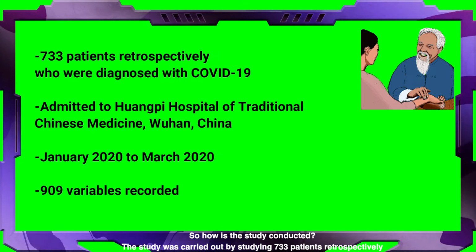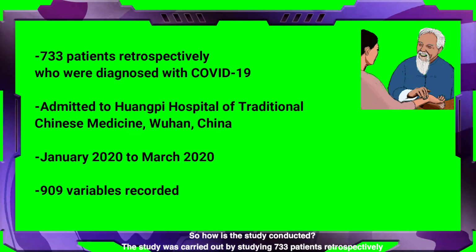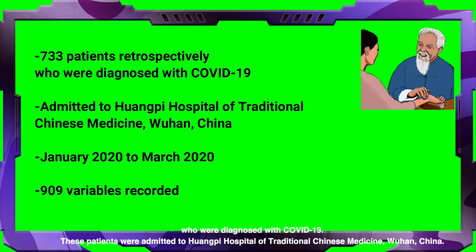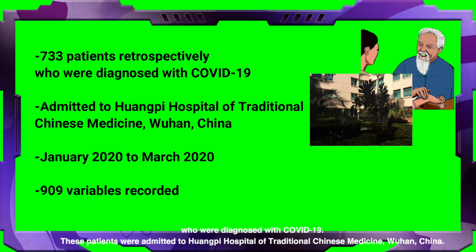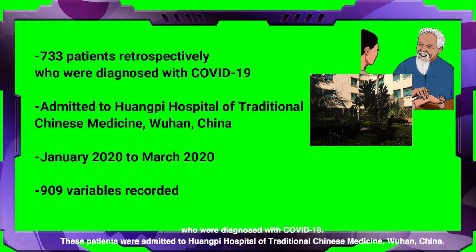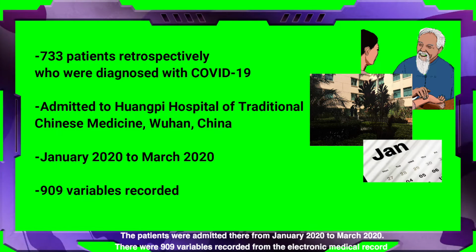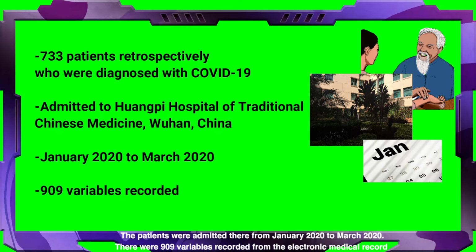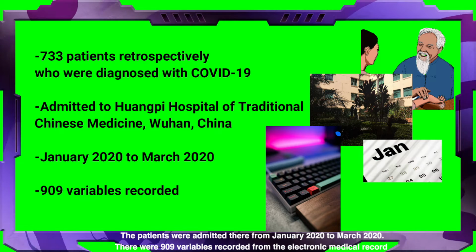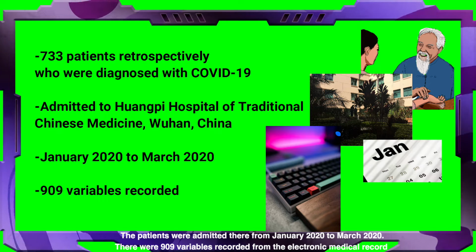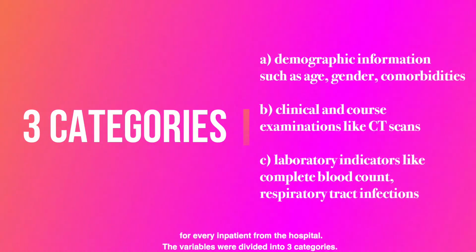The study was carried out by studying 733 patients retrospectively who were diagnosed with COVID-19. Those patients were admitted to Wangbi Hospital of Traditional Chinese Medicine, Wuhan, China. The patients were admitted there from January 2020 to March 2020. There were 909 variables recorded from the electronic medical record for every inpatient from the hospital. The variables were divided into three categories.